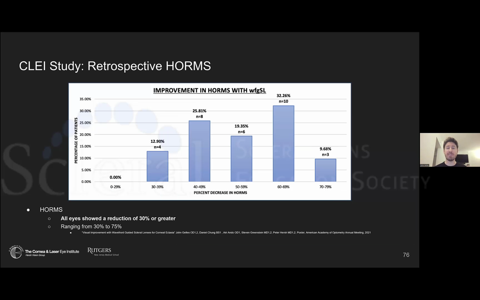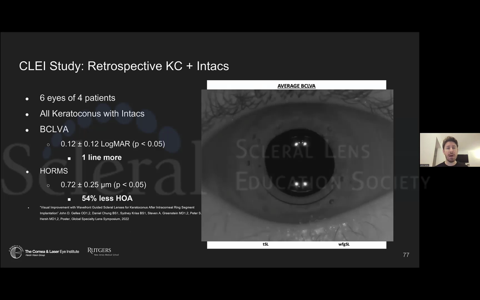But the thing that's very interesting about this is if we go to the aberrations and we look at all those eyes, all eyes had a reduction of aberration of 30% or greater. And everybody that we've tested so far in this subjectively appreciated the change in those aberrations. So this was pretty impactful. The next thing that we did was we looked at eyes that had intacts.